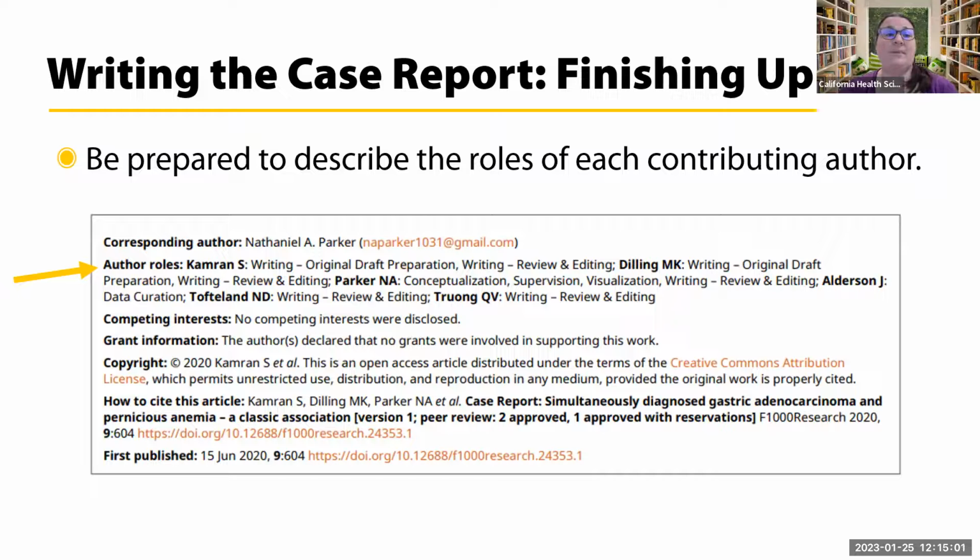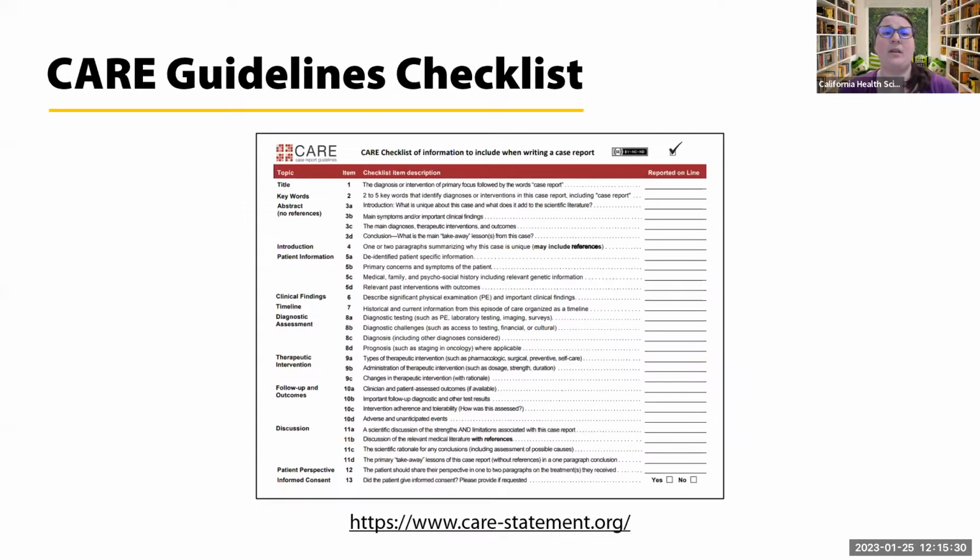Here is an example from a case report where you can see the author roles where the arrow is. This follows what is called the CRediT taxonomy, where it gets into specifics. So for this first author, Cameron, we can see that they helped with the writing, the original draft preparation, the writing, the review, and the editing, and so forth. For all the other authors, what were their roles in this article? And that's becoming more and more common these days.